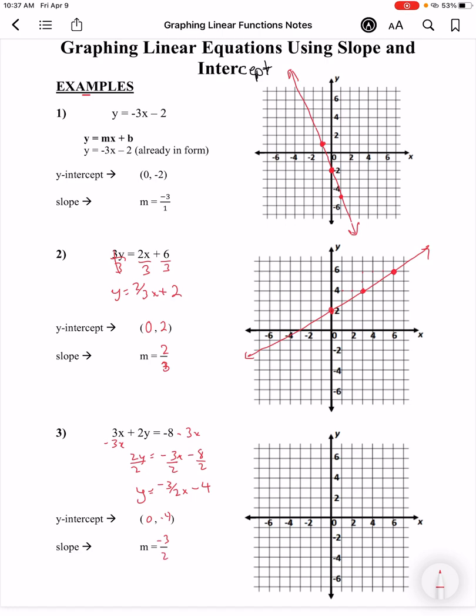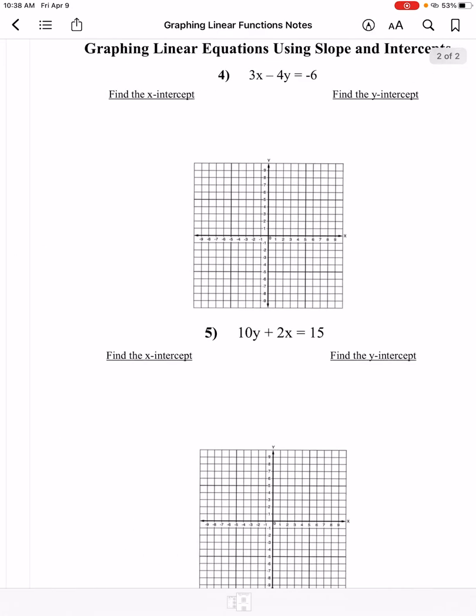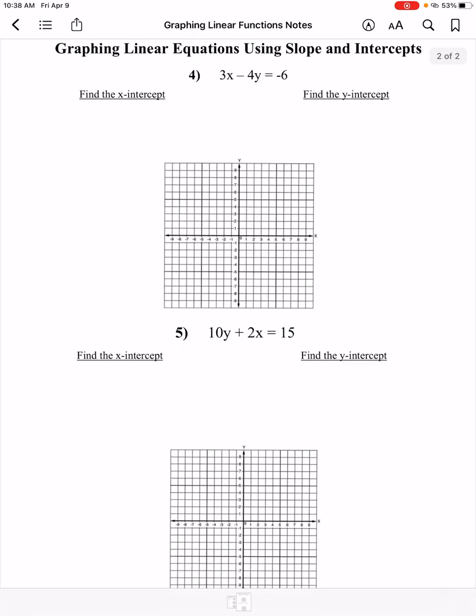So I start at (0, -4). My slope is -3 over 2, so that could be down 3, right 2. Well, if I couldn't do that, I can go back to -4, and I can also go up 3 and left 2. And again, if I've done it correctly, my dots should be in a straight line. Again, I'm going to draw that line, put arrows on each end, and that's how we graph using slope and intercept.